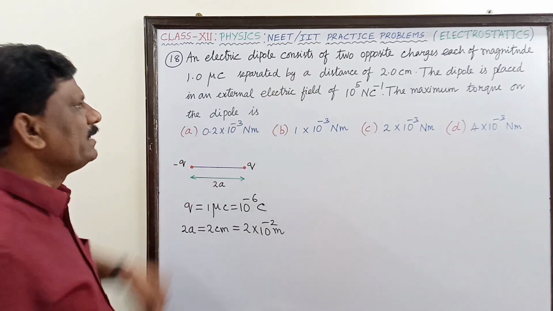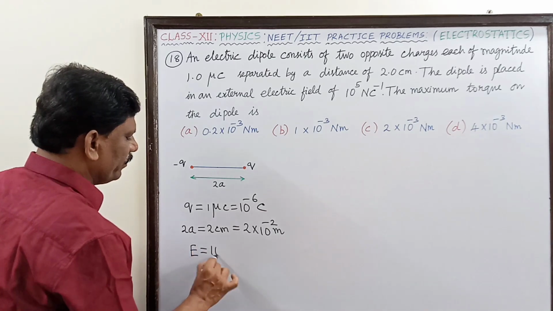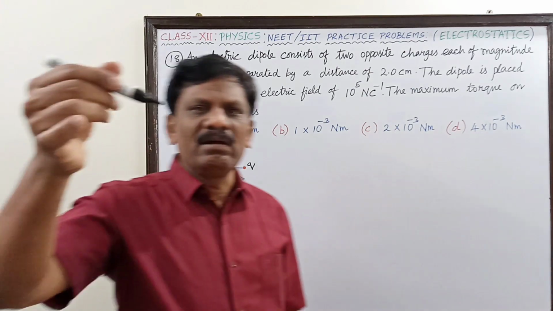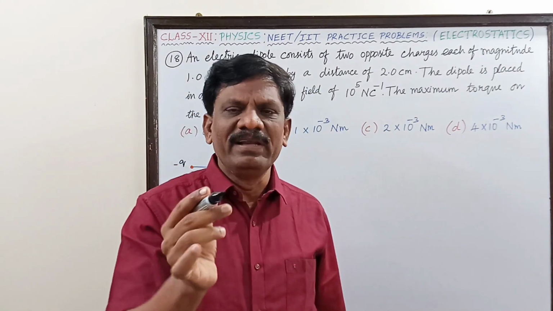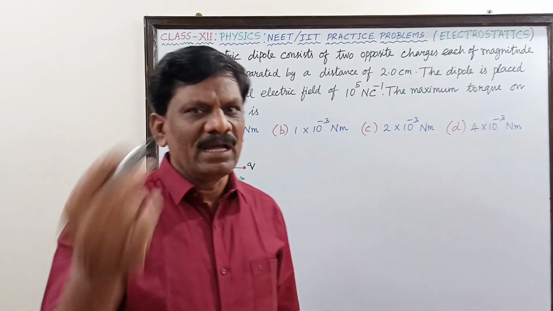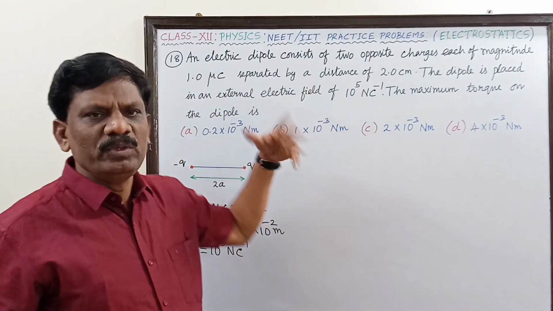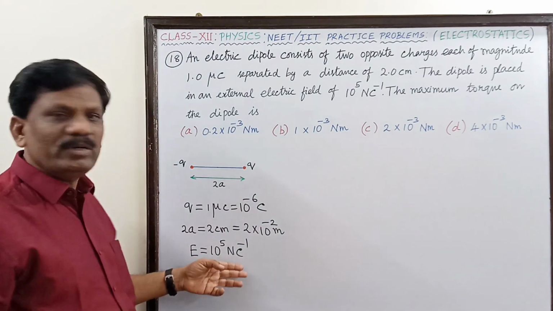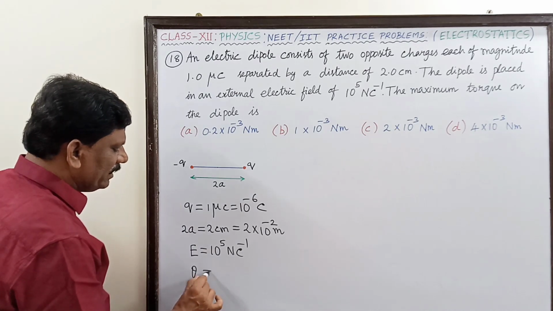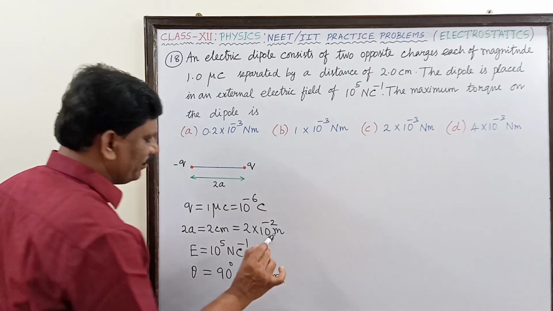Now when it is placed in an external electric field of magnitude 10 power 5 Newton per coulomb, whenever the dipole is placed in an external electric field, it experiences a torque if the field is uniform. If it is non-uniform, in addition to the torque it also experiences a force. So here it is assumed to be a uniform electric field of 10 power 5 Newton per coulomb. So for maximum torque, theta is equal to 90 degree.